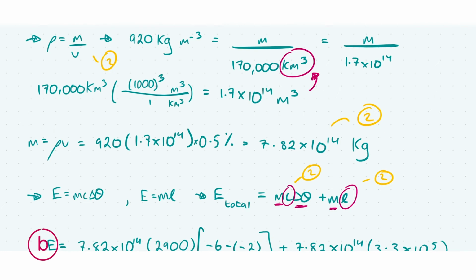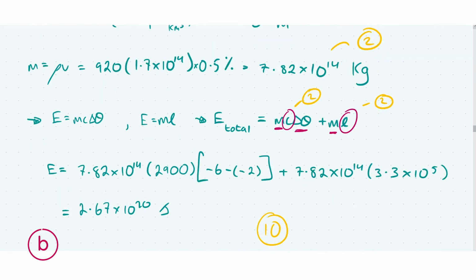In this case, it was broken down as 2 marks for each term: 2 marks for correctly finding the formula for the heat change, and 2 marks for finding the state change. So we have our mcΔθ, which was worth 2 marks, and we have mL, which was also worth 2 marks. Finally, we get our final 2 marks for getting our answer, which is going to be 2.67 × 10^20 joules, and this brings us to our total for this part of the question.